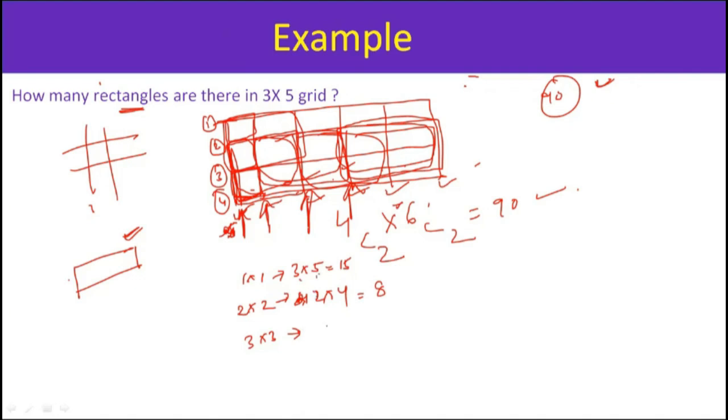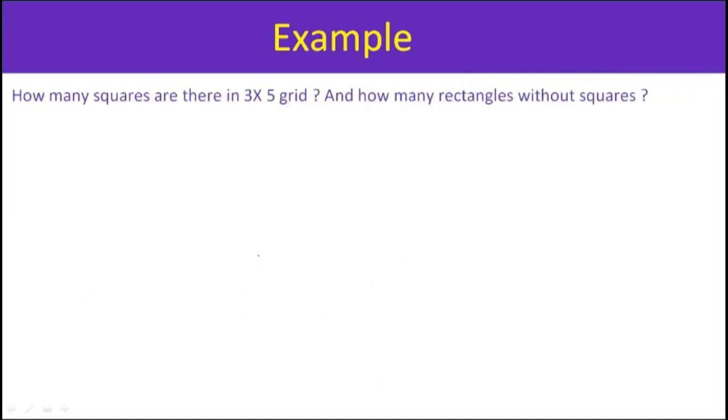Similarly, how many 3 cross 3 will there be? 1 cross 3, which is nothing but 3, right? You can also check it: this is 3 cross 3, 1, 2 and 3. You have only 3. So the pattern is you find 1 cross 1 and then keep subtracting 1 from each digit till you get 1. What is the answer? 8 plus 3 is 11, plus 15, 26 squares. So how many squares are there? 26. How many rectangles without squares? 90 minus 26, 64.